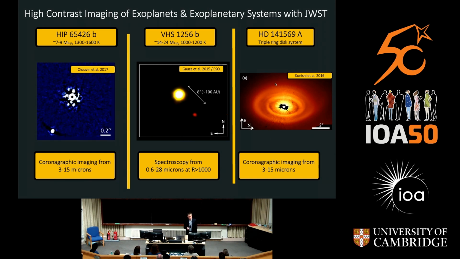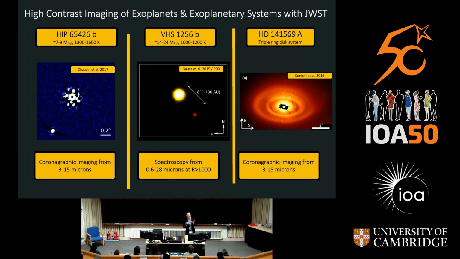One of them was the HIP 65426 system that I mentioned earlier, shown over here on the right. This is perfect for coronagraphy. It's a wide separation planet. The other system that we studied was VHS 1256b. This is another wide separation planetary mass companion, but it's at 8 arcseconds, so it's really not suffering from contamination from the host starlight. We also observed a circumstellar disk, which I'm not going to mention in this talk at all.